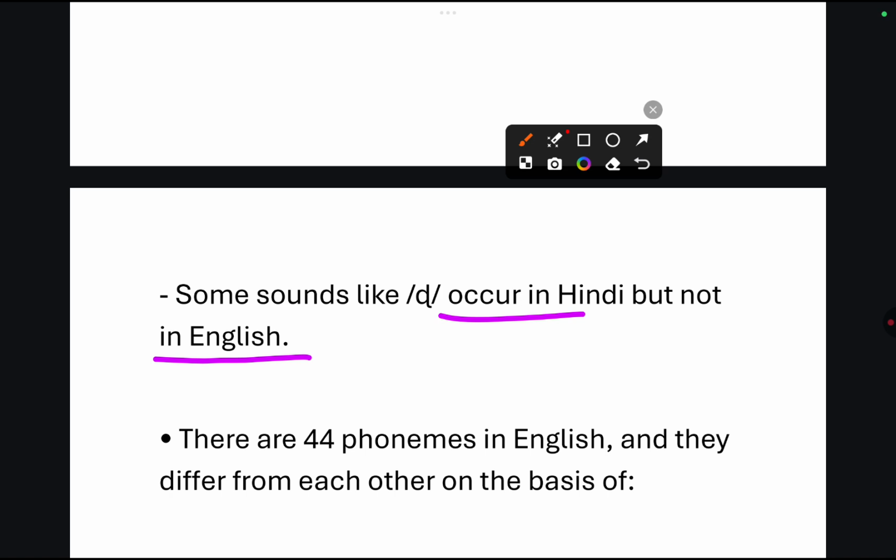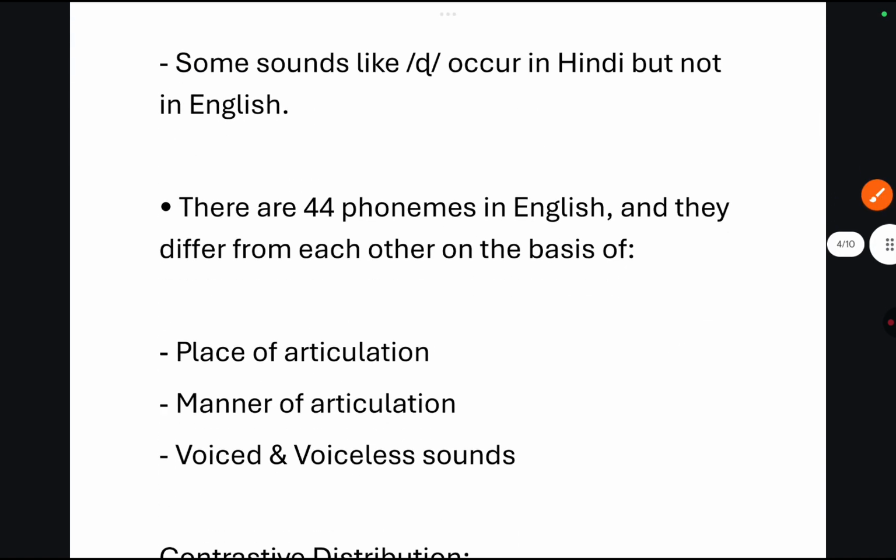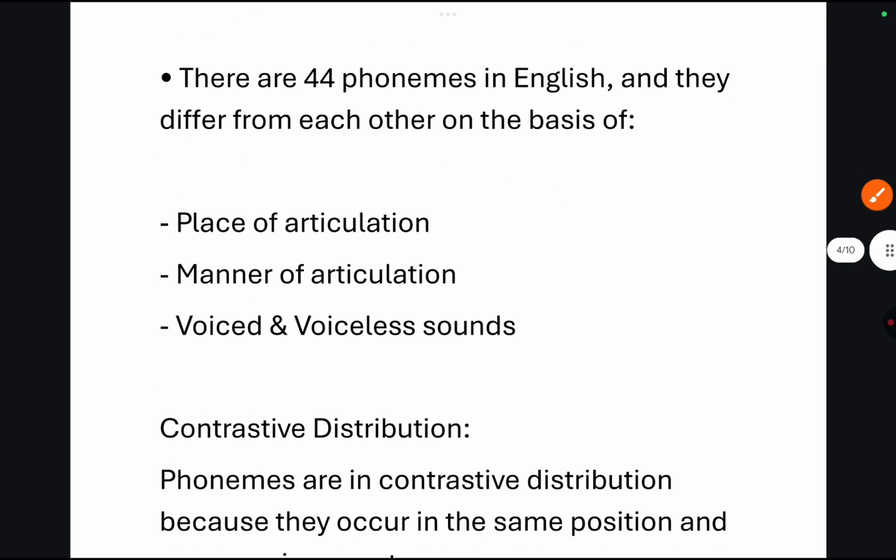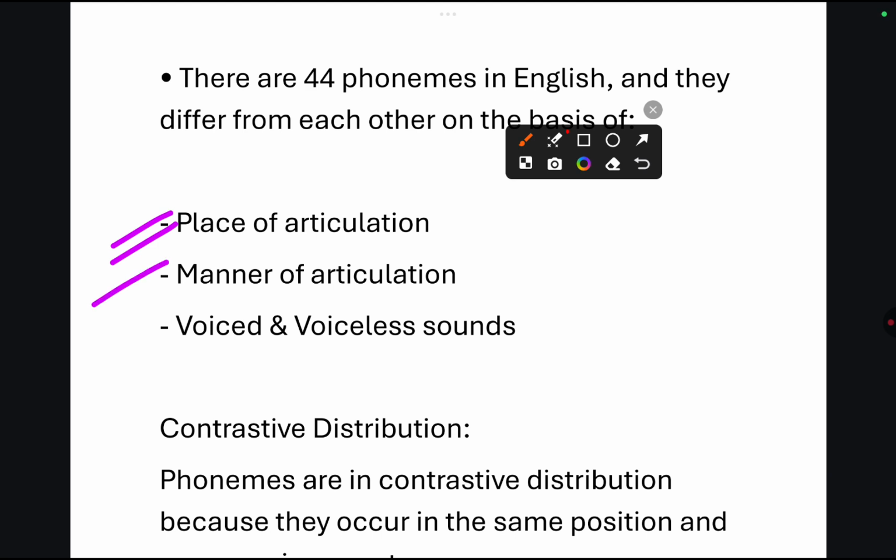I have already mentioned that there are 44 phonemes in English, and they differ from each other on the basis of what? These phonemes differ on the basis of place of articulation, manner of articulation, and voiced and voiceless sounds. I'm going to do a detailed video on all these three topics, but before moving on, we should focus on our main topic, that is phonemes.